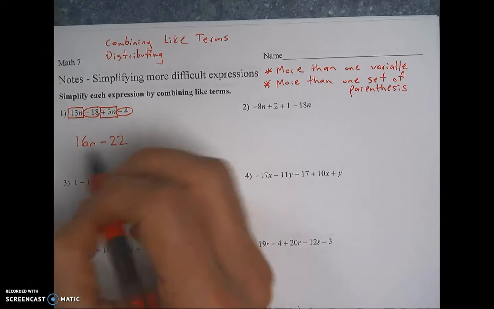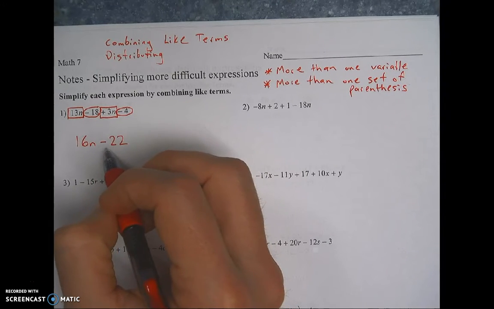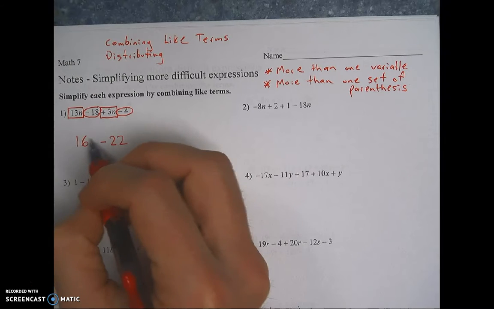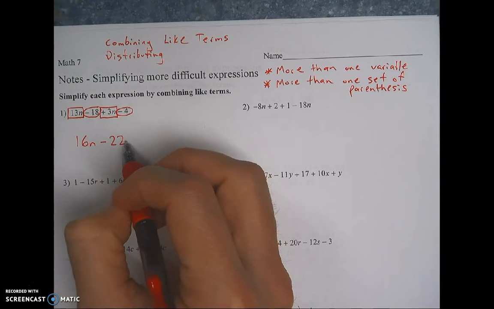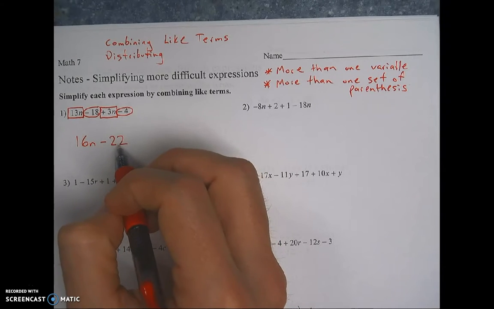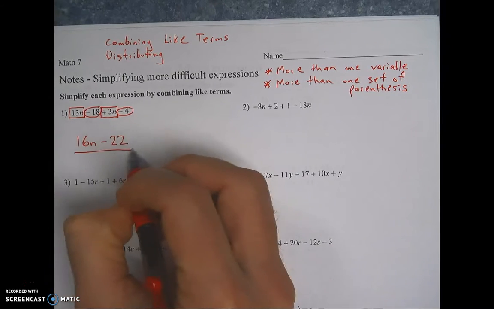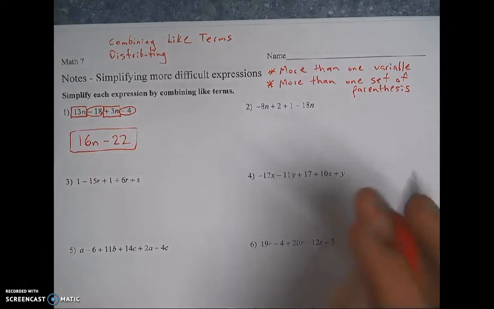And I make sure that my final expression is in the correct order, which means any term that has a variable comes first, and the last term would be a term that does not have a variable. Now sometimes that doesn't exist, but if there is a term with no variable, that goes last. Alright, so nice easy one from last week.